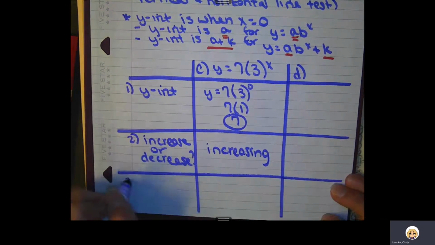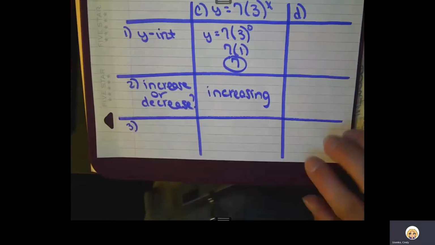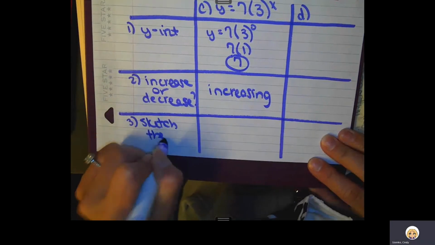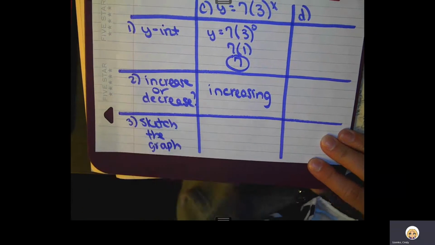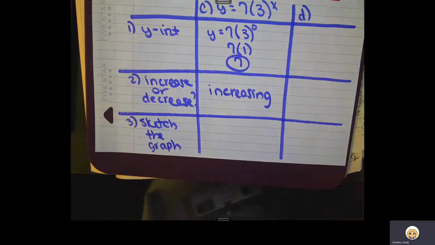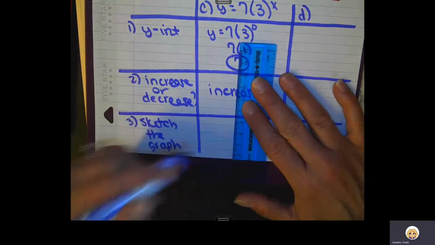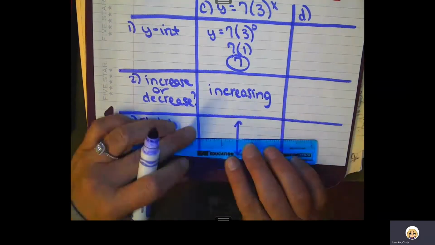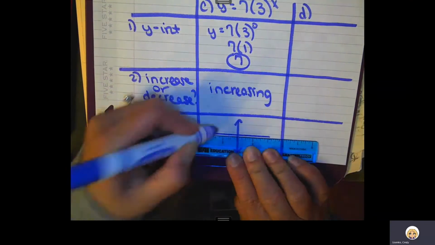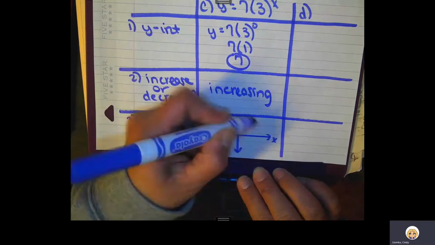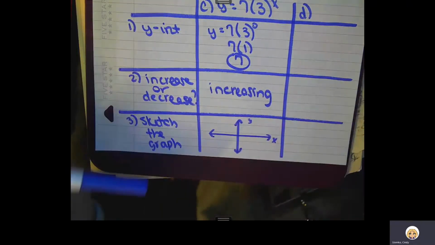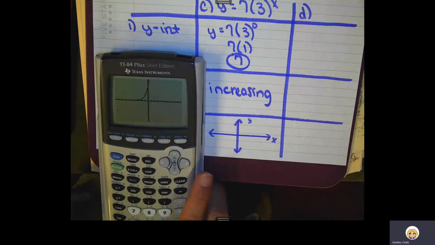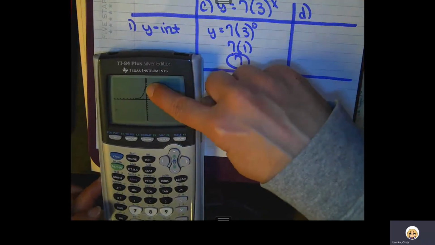Last part, we're going to sketch the graph. Sketch the graph. So I'm going to make a tiny x and y axis. And we're going to label our y-intercept, but I'll show you that in a second. So we're making our x and y axis. I'm going to draw this little graph. So here's what my graph looks like. And I'm going to label my y-intercept, which was 7.